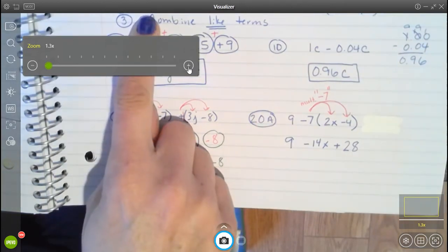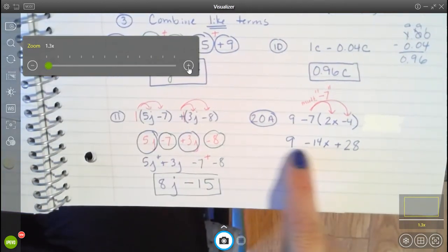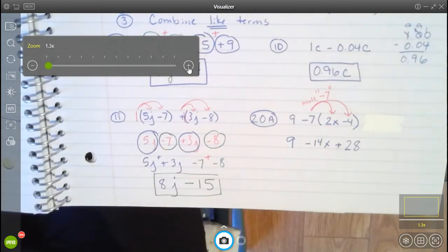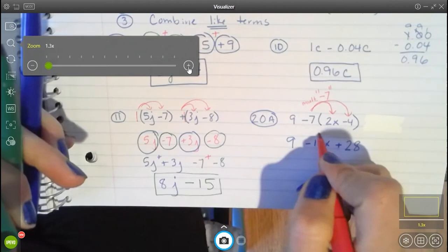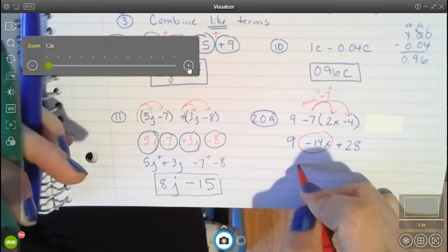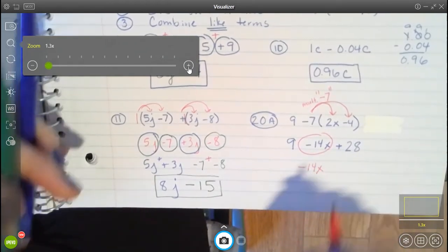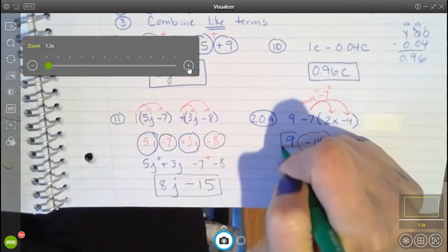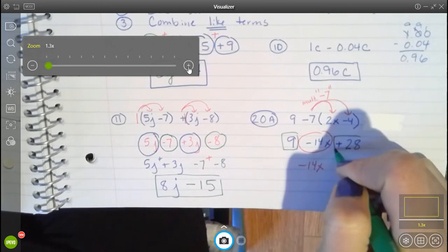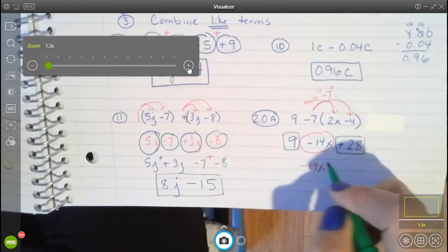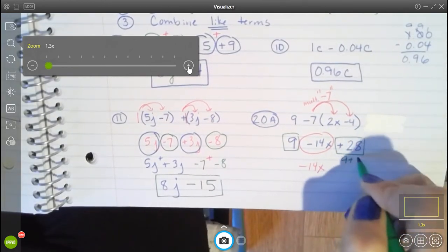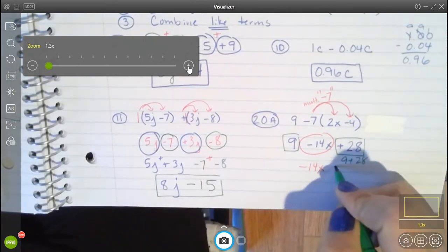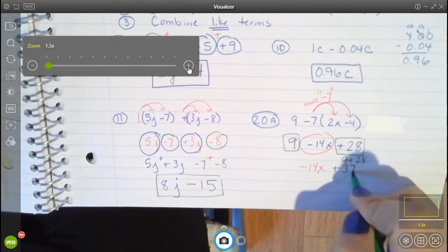I've done the distributing, so the parentheses disappear after I distribute, but I still need to combine the like terms. I like to put the constants at the end, so I'm going to start with a variable, and he doesn't have anything that's like him, so I just write him down. And then what I'm going to combine is the 9, which is a positive, with the 28 that is a positive. So I'm adding up the 9 and the 28. They're both positives. So 9 and 28 is a +37.